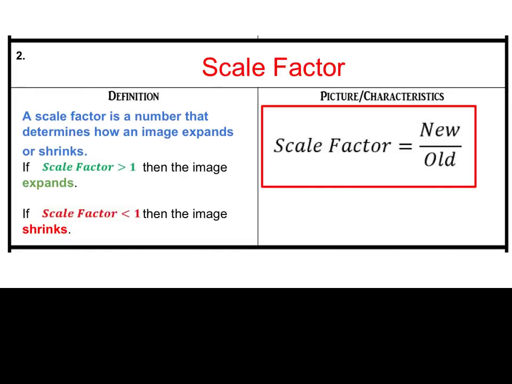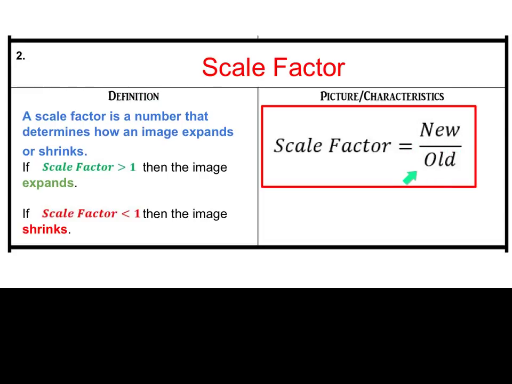Okay, the other thing to put in the vocab section would be scale factor. So a scale factor is a number that determines how an image expands or shrinks. So if a scale factor is greater than 1, then the image expands, it got larger. If a scale factor is less than 1, then the image shrinks, it got smaller. Okay, and you're going to need to be able to figure out what the scale factor was given two images. So the way you do that is by using this little fraction here.